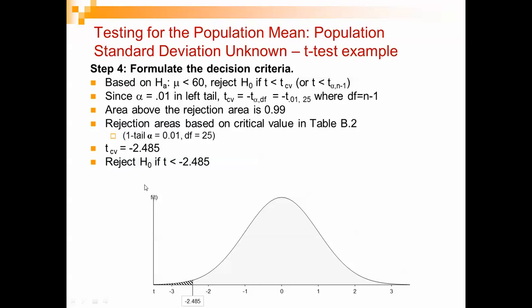So we're going to reject the null hypothesis if the t test statistic that we calculate using our sample data is less than the t critical value of negative 2.485. So again, we're going to reject the null hypothesis if our t statistic based on the calculation using our sample data is less than the t critical value that we calculated using our significance level, the significance level that we chose, and the appendix in the back of our book.